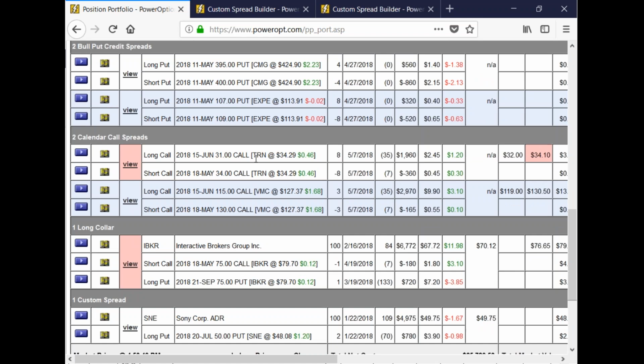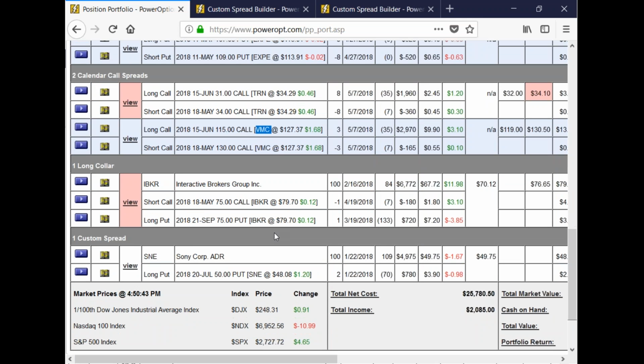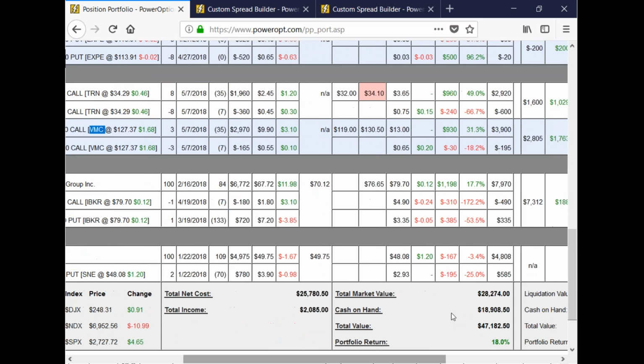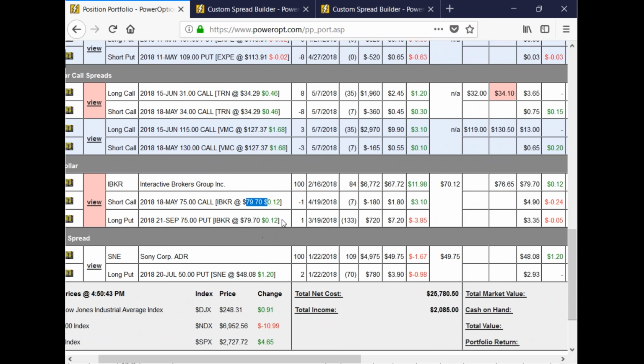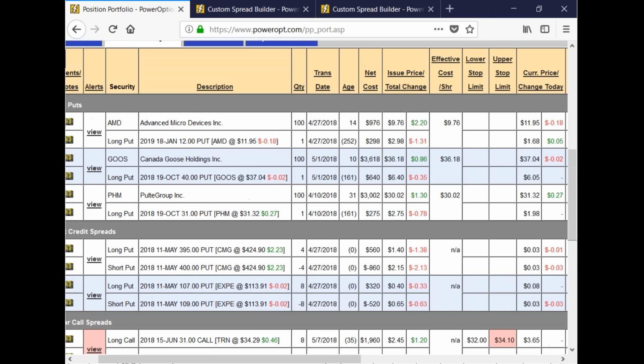We talked about the calendar spread. Trend needs adjustment, but VMC, Vulcan, is doing the same thing that I want. Interactive Brokers is doing exactly what I want, but too much. I'd actually sold the 75 call, and it ran up the past 4 days to 77, then to 78.80, and now it's up to 79.70. It pulled back today. Well, it went up 12 cents, but it didn't go up $1.10, $1.20 that I have been seeing. So where I'm going with this is these are all profitable positions with the exception of Sony, and that's going to be adjusted next week.